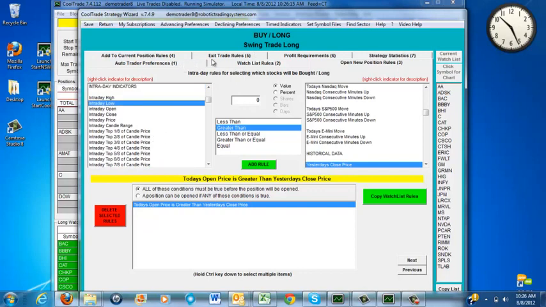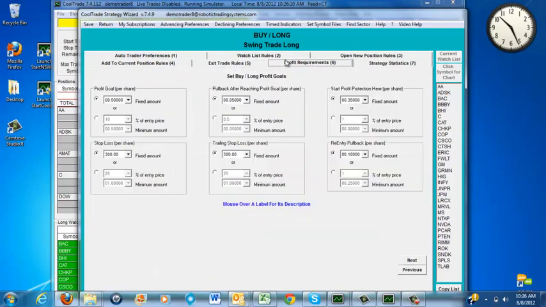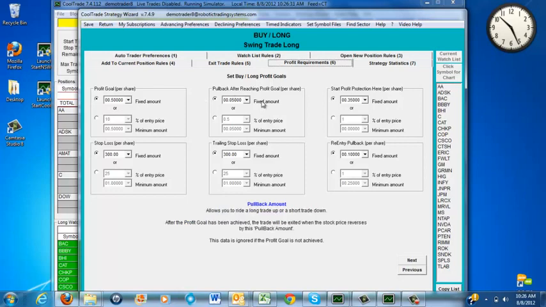Now I'm going to switch over to the profit requirements. This is kind of our bread and butter screen. So we're looking for 50-cent moves on this particular strategy. Once it gets to 50, it's going to ride through the 50, and it's going to look for a 5-cent pullback. Once that occurs, the system will fire off a market order and close the position.